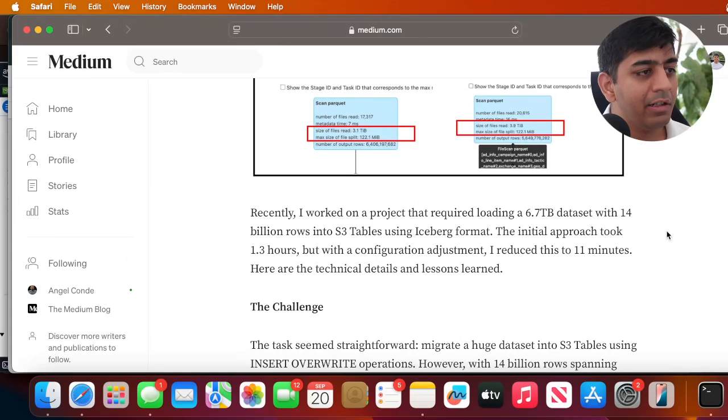Recently I was working on a data set, and I had to load about 6.7 terabytes, almost 7 terabytes of data, into S3 table buckets. This data was partitioned on S3 by dates, so I had a way to access that. Instead of accessing all the data at once, I decided to load this month by month. But while doing so, I thought let's do an experiment and see how it goes.